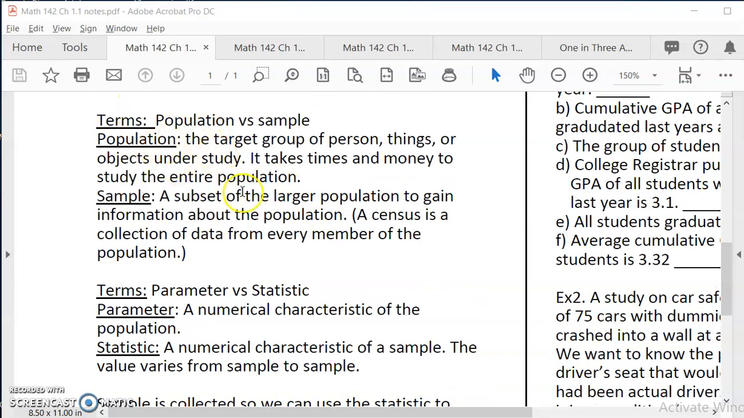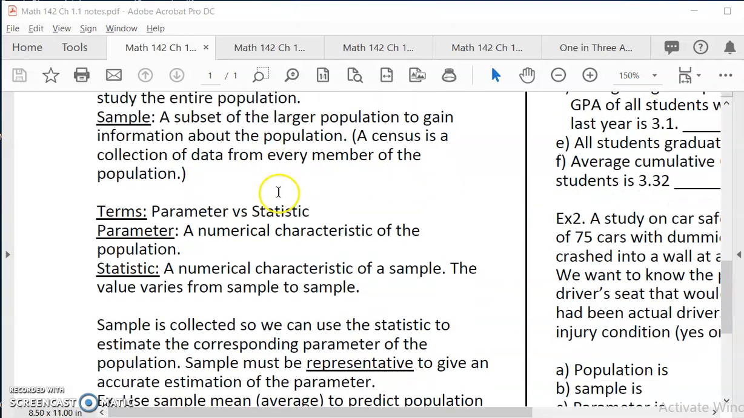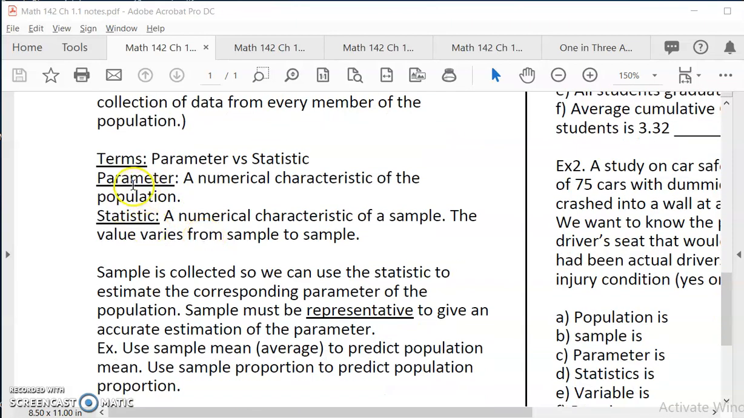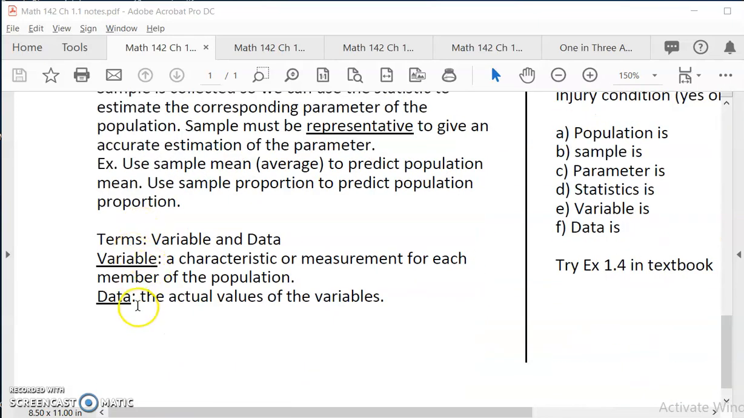I have six terms that I'm planning to introduce: population and sample. I group these together because they are related, but they have their own differences. Parameter and statistic. Here, statistic shows up again. In this case, it is a term, not a branch of study. The last two terms are variable and data.